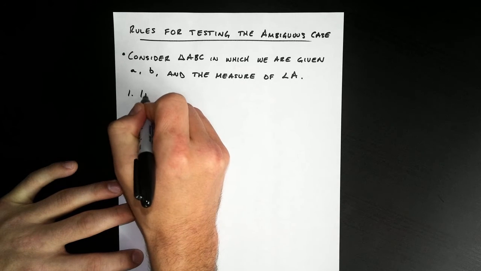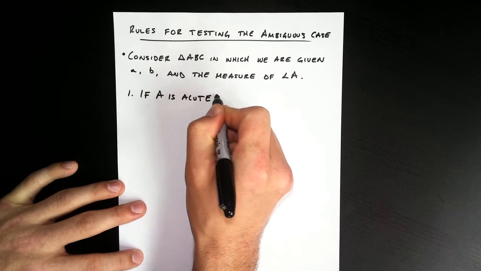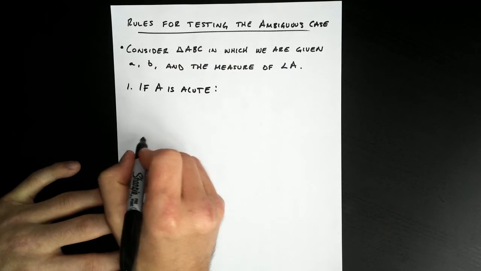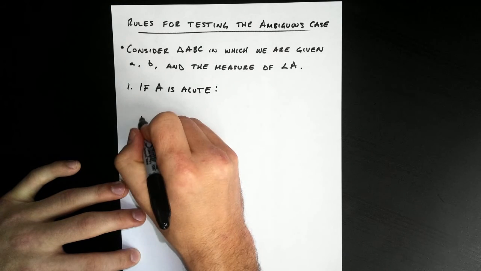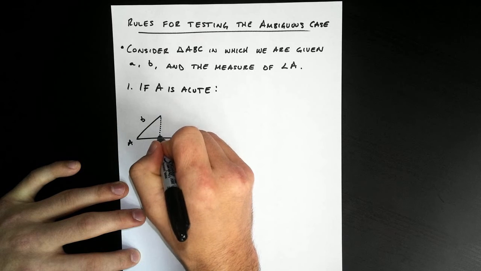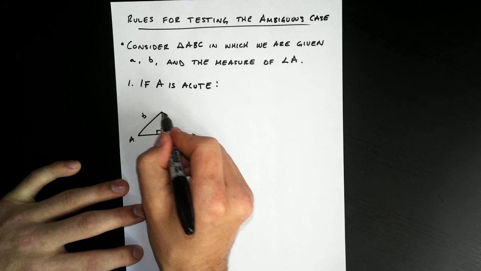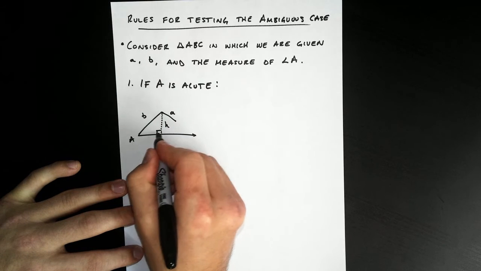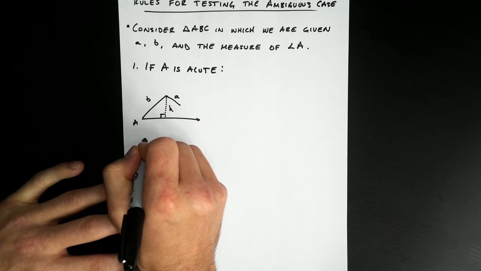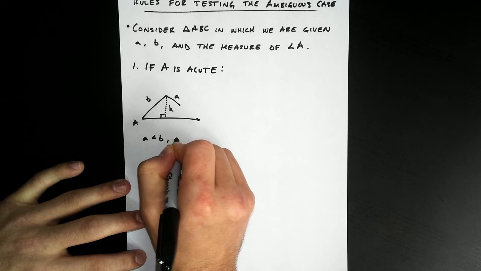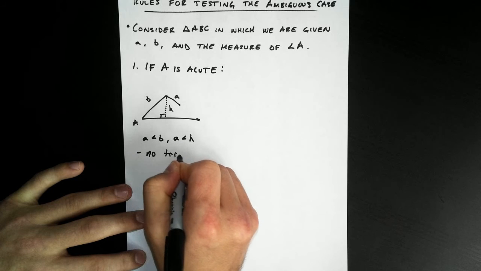So first, if A is an acute angle, we have four possibilities. So the first one, so here's angle A, here's side length B, here's the height of this would-be triangle. Now if A is smaller than H, we're not going to end up with any triangle at all. So if A is less than B and A is also smaller than H, there's no triangle that exists.